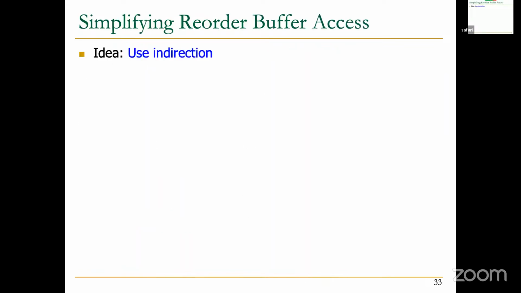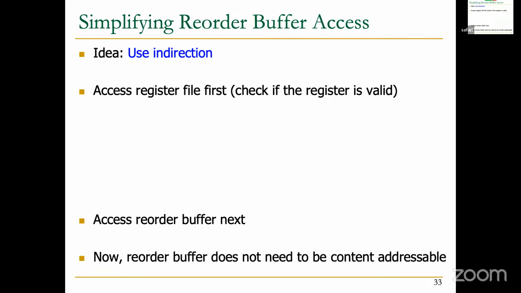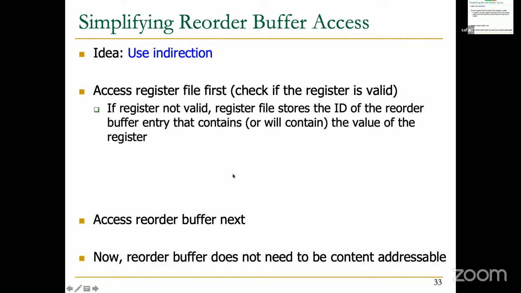So that's why people have developed the idea. So how do you simplify the access to this reorder buffer? The idea is use indirection. What does this mean? Access the register file first. You don't access these in parallel. You access the register file first, check if the register is valid, and then access the reorder buffer next. And now, if you do this, the reorder buffer does not need to be content addressable if you do some things under the access the register file first correctly.